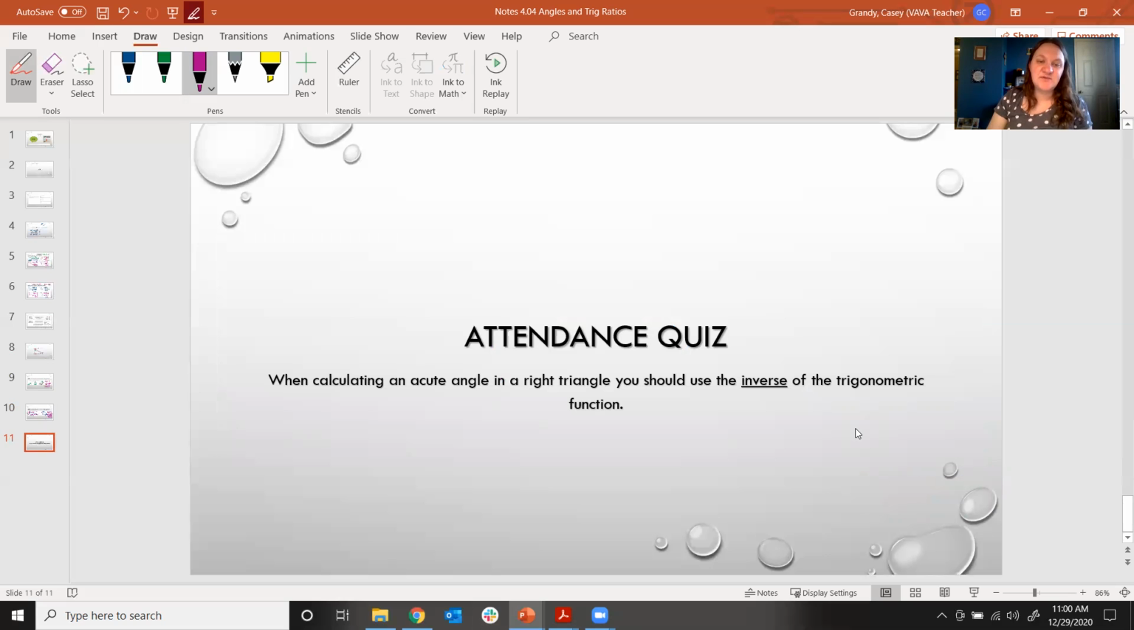When calculating an acute angle in a right triangle, you should use the inverse of the trig function.